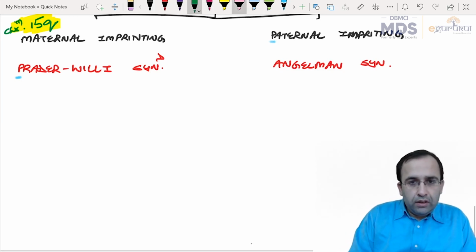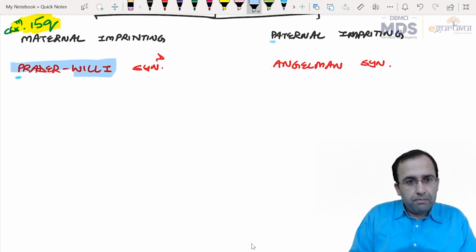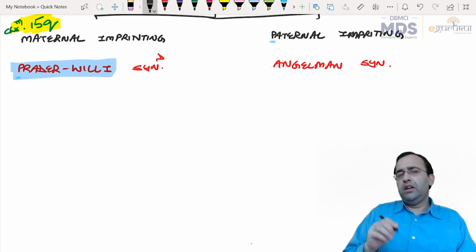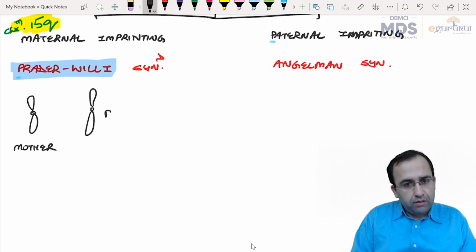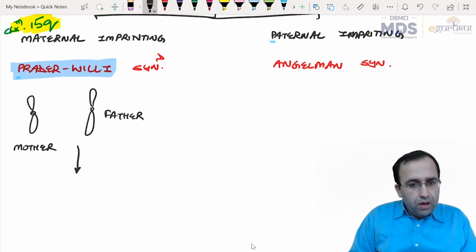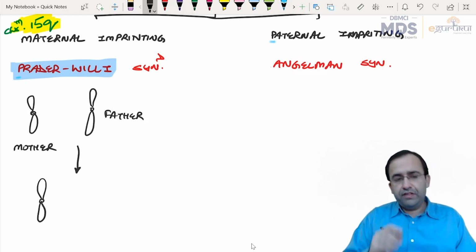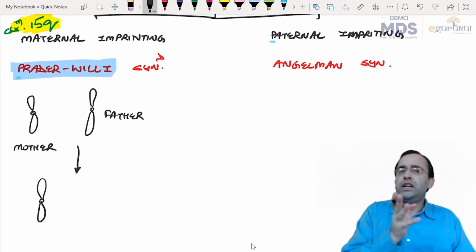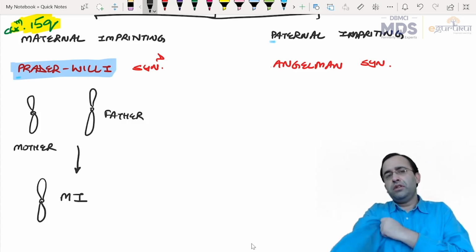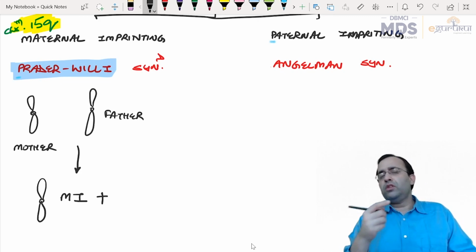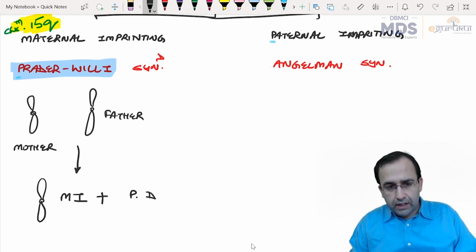Next point. Let us start first with Prader-Willi syndrome. You very well know that we get one chromosome from the mother and one from the father. In Prader-Willi syndrome, the chromosome of the mother is physically present, but it does not express itself. Maternal imprinting, physically present है but express नहीं हो रहा. Plus, the chromosome of the father is getting deleted. Plus paternal deletion.